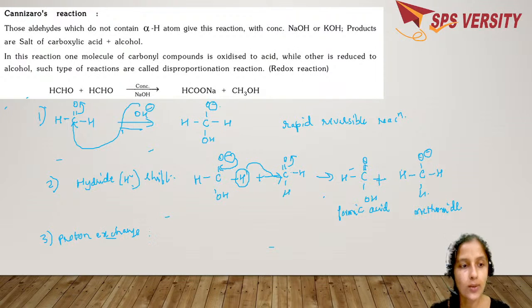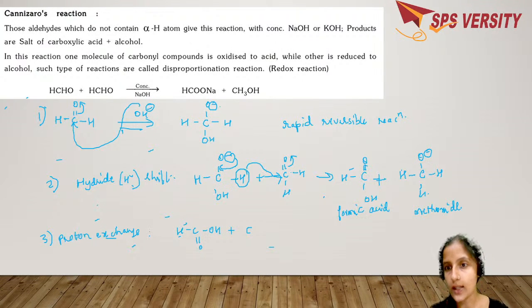How will the proton exchange take place? You have the formic acid, HCOOH, plus this, I can write CH3O minus. I can combine this and write, if you see this molecule, it's CH3O, so I can write CH3O minus. Now the proton will transfer.